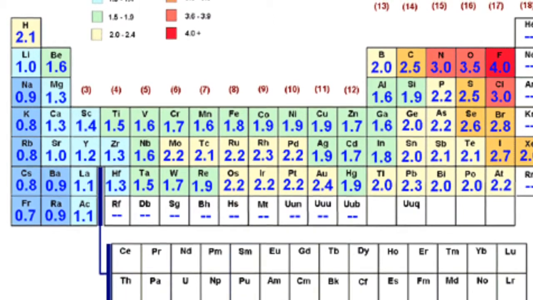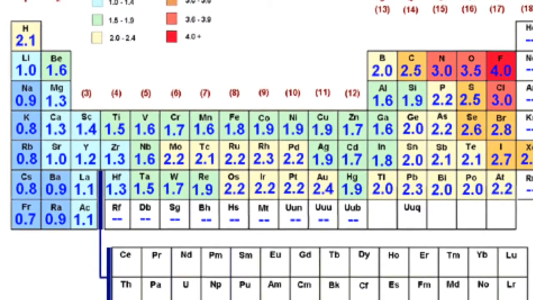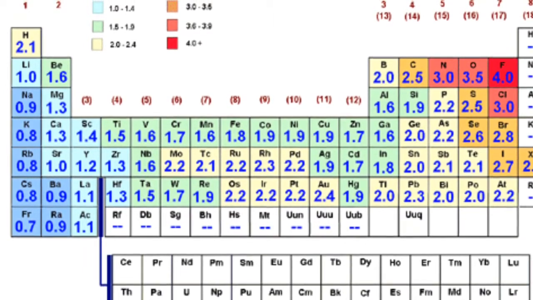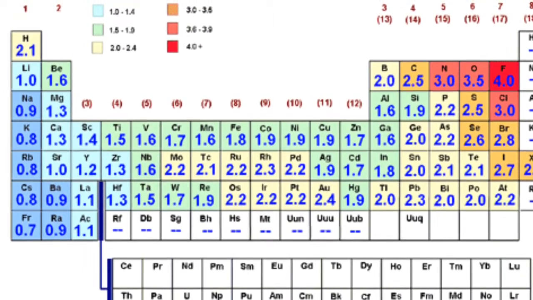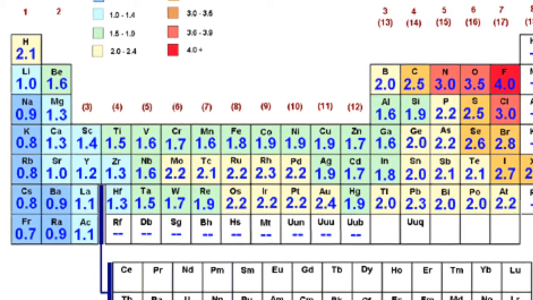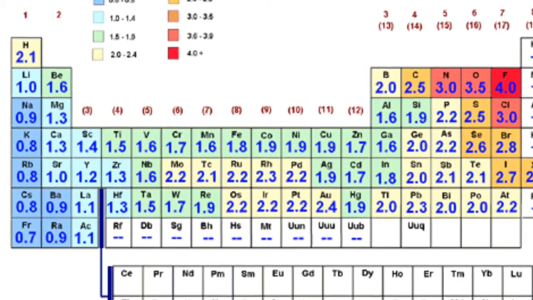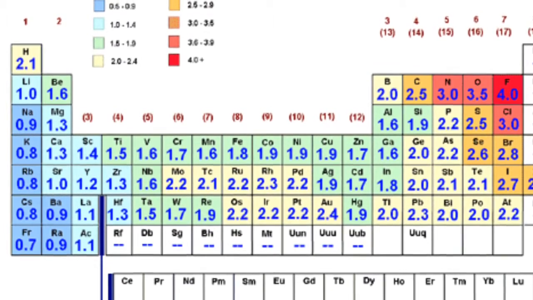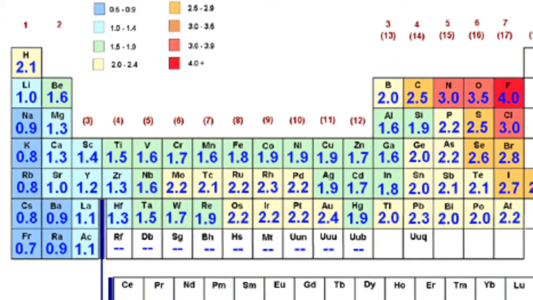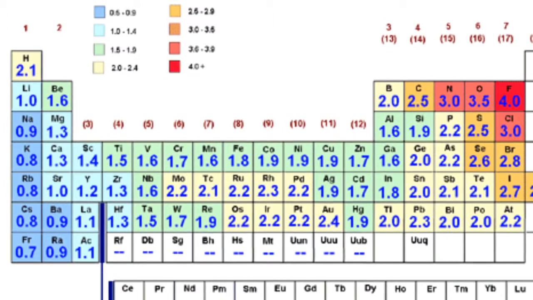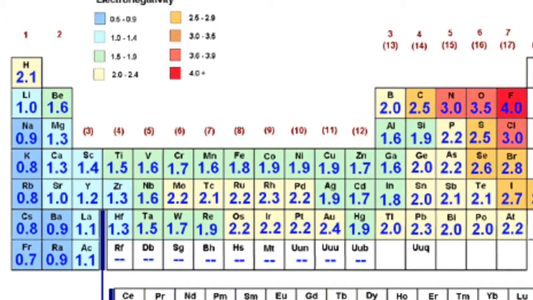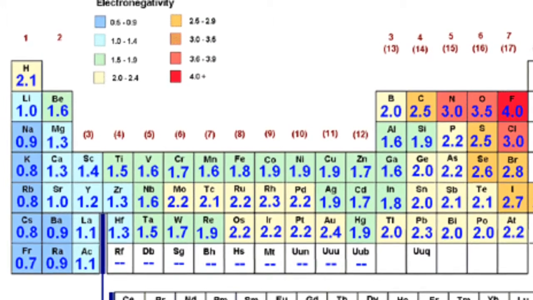We can use electronegativity values to determine whether a bond is nonpolar covalent, polar covalent, or ionic. To determine the electronegativity difference, subtract the first electronegativity value from the second. If the difference is from 0 to 0.4, then the bond is nonpolar and covalent. If the difference is between 0.4 and 2, the bond is polar and covalent. And if the difference is greater than 2, the bond is ionic.